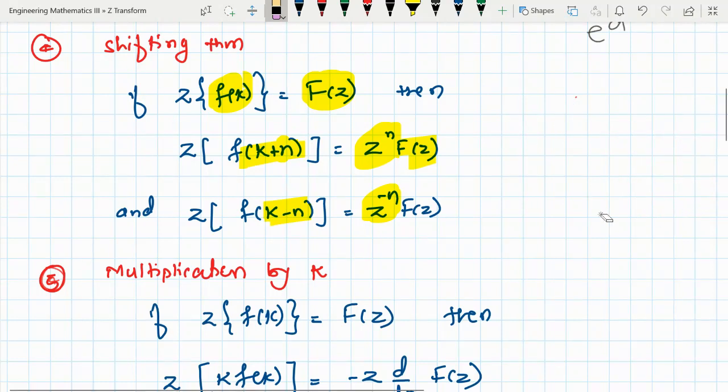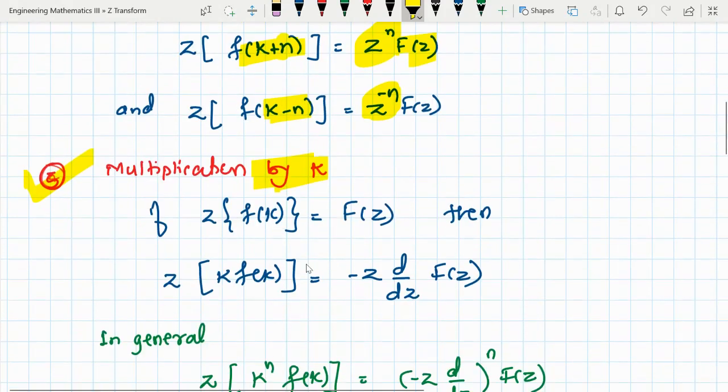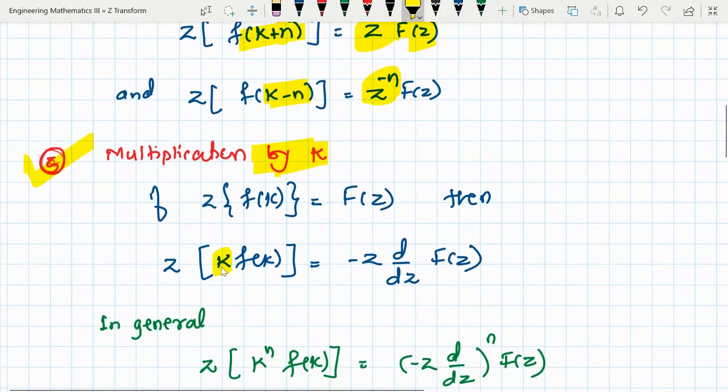Now let us come to the next property, multiplication by k. This is also a very important property. What happens if k is multiplied with fk? As we know, this is the definition: the Z transform of fk is f of z. Then the Z transform of k into fk is nothing but minus z into d by dz of f of z.